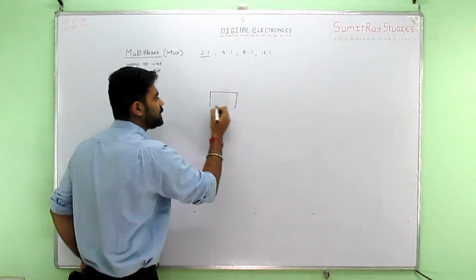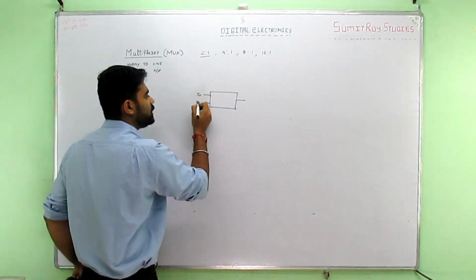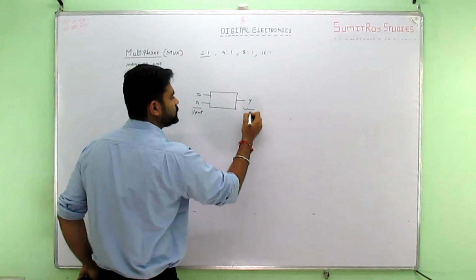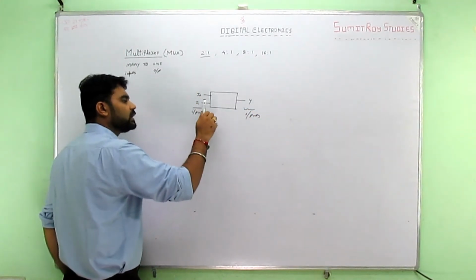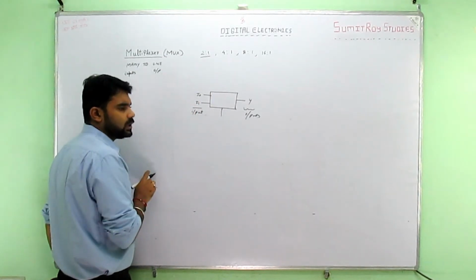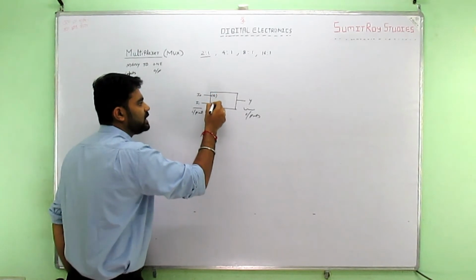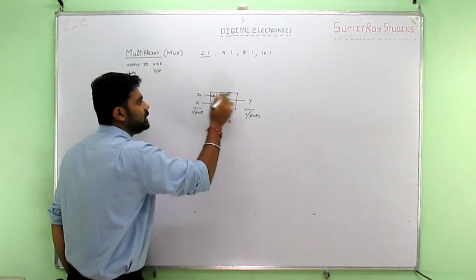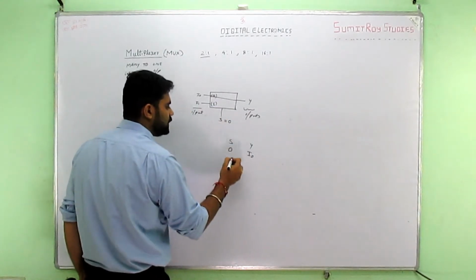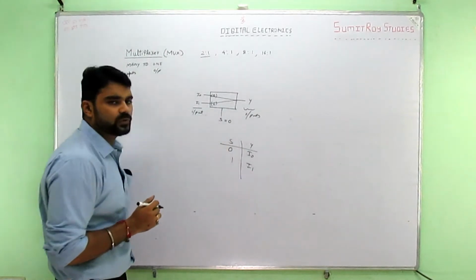For a 2:1 MUX, if I draw the diagram, there are two possible inputs and one output. Let us name them I0 and I1 and let the output be Y. Now I0 or I1 can be chosen based on the selection line. As there are only two inputs, only one selection line is required. Let us name the selection values 0 and 1. If the selection line is 0, then I0 will be at the output Y, and if 1 is at the selection, then I1 will be at the output Y.